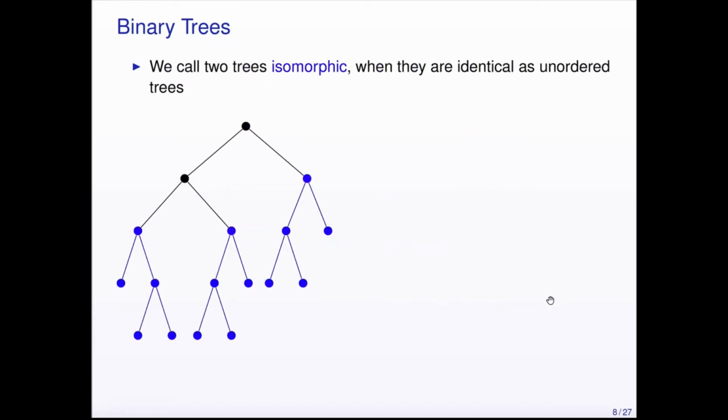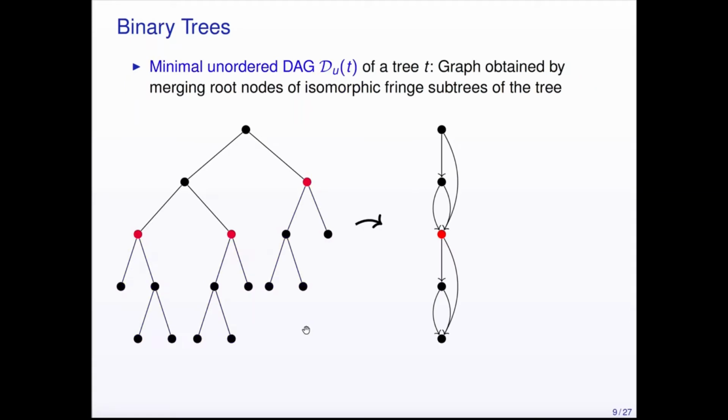Okay, furthermore, we call two trees isomorphic when they are identical as unordered trees. So all those 3 fringe subtrees are isomorphic as they correspond to the same unordered tree. And the minimal unordered DAG of a tree will be denoted by U(t) and is the graph obtained by merging the root nodes of isomorphic fringe subtrees of the tree. So in particular, in our example, we can now merge those 3 red nodes as well, as they are root nodes of isomorphic fringe subtrees.